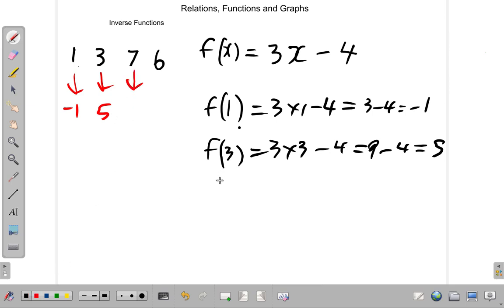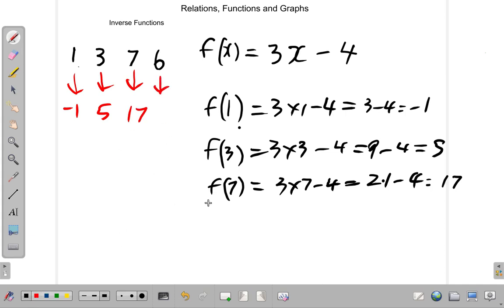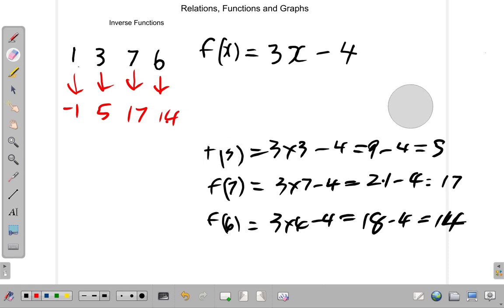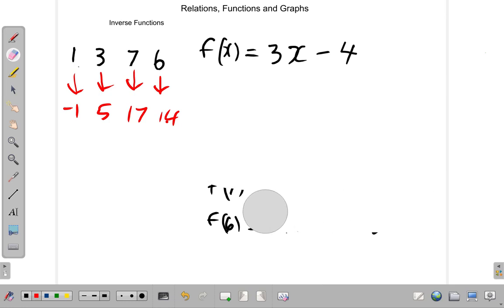Then 7. You have f of 7 is equal to 3 times 7 minus 4, which is 21 minus 4. What is 21 minus 4? 17. So you have 17 here. And when you pass 6 through the function, f of 6 is equal to 3 times 6 minus 4. It is 18 minus 4, which is 14. So out comes 14. So the message that the scammers see is negative 1, 5, 17, and 14.